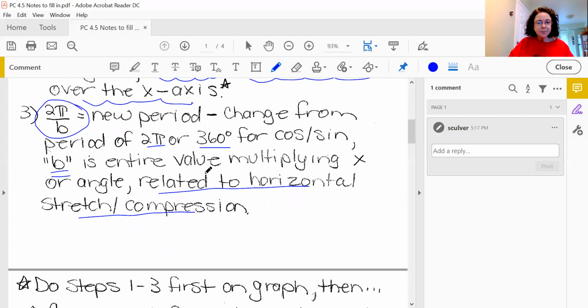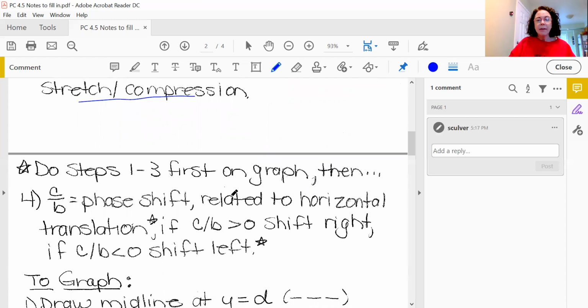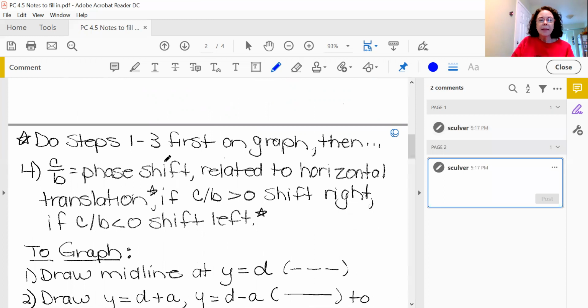So what I do when I'm graphing is I do steps 1 through 3 first on the graph. I first find the vertical shift and I draw my new midline. I then find the amplitude and how high up and below the midline is the graph going. And I do draw those lines to create a vertical boundary. And then I get the new period and I draw vertical lines to make a horizontal boundary. Okay. Then what I do is I graph one cycle of the sine or cosine graph because I understand how they look as a parent function.